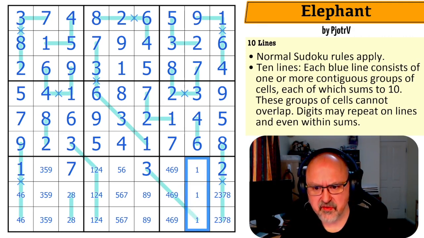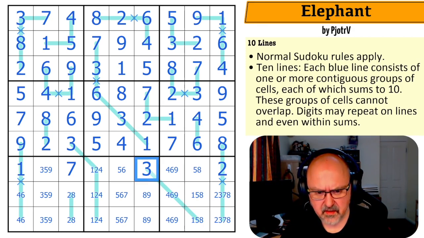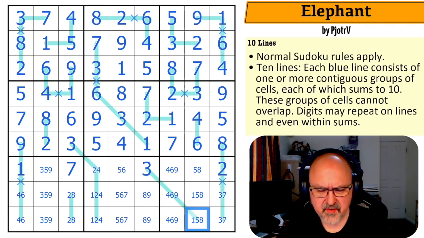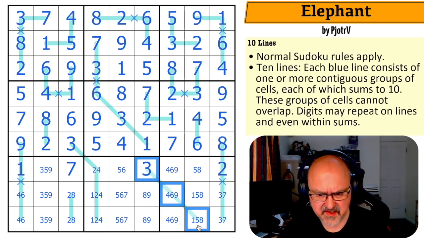These are 1, 2, 3, 4, 5, 6, 7, 8. 1, 5, and 8. There's no 1 there. The 2 and the 8 come out of those. Those are 3 and 7. But I need this line to sum to 10, because I can't make it sum to 20, not as two distinct groups of 10.